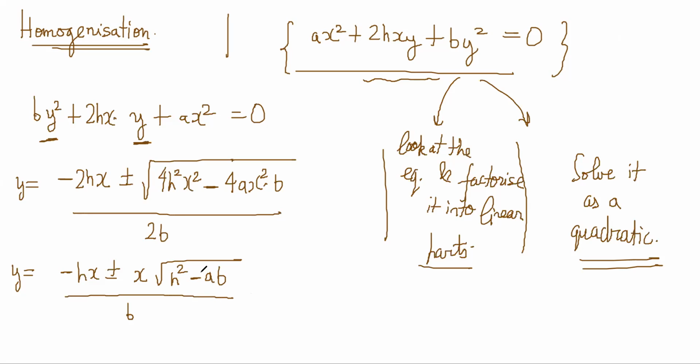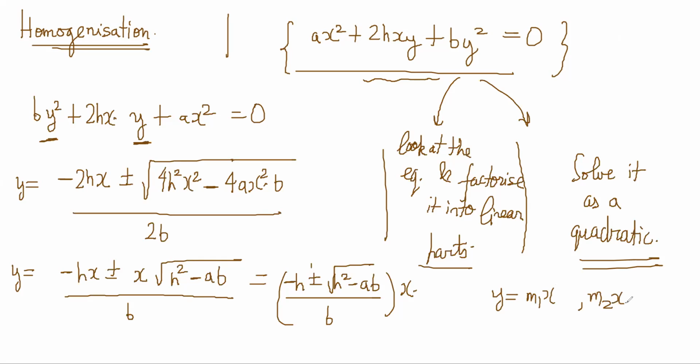So this becomes minus h plus minus root over h square minus ab by b into x. This is actually two lines, because of the plus minus. So now notice that this is just m1x and m2x.